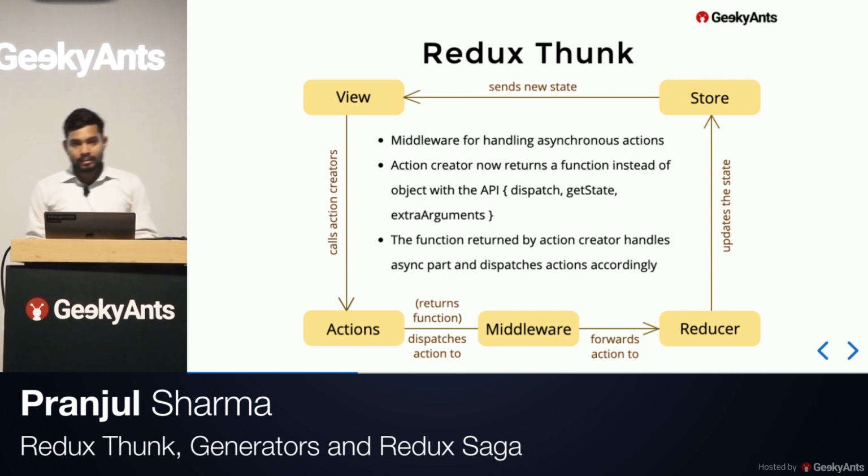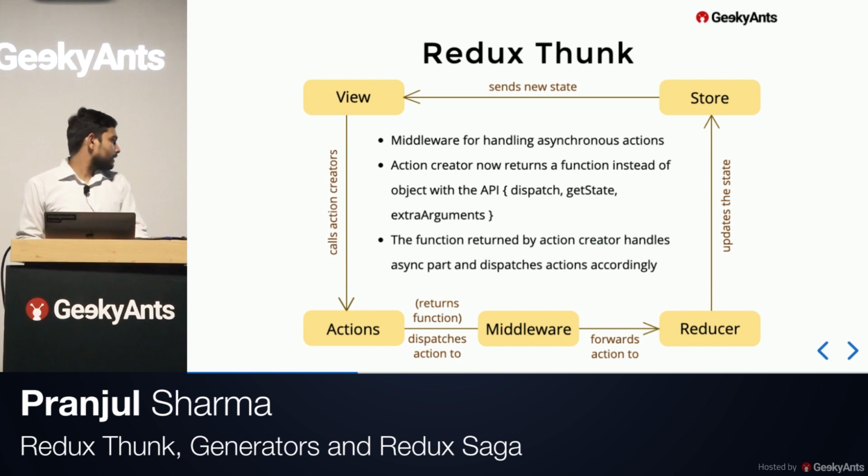The function which we will be returning from action creators has the following pattern or API structure. It takes dispatch, getState and extra argument as its parameters. Dispatch is used to dispatch the action to the store. GetState is used to get the state of our application and extra argument is used when we are configuring it. It is rarely the case we use it. The function returned by the action creator handles the async part, mainly manages the network request and dispatches actions accordingly.